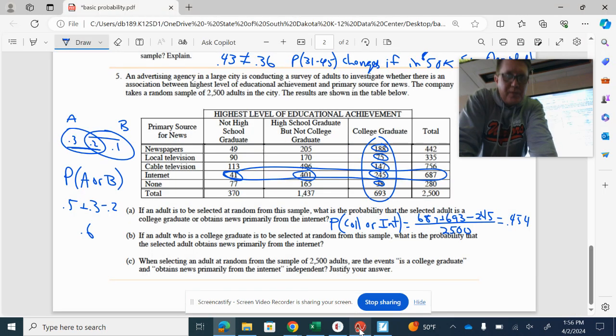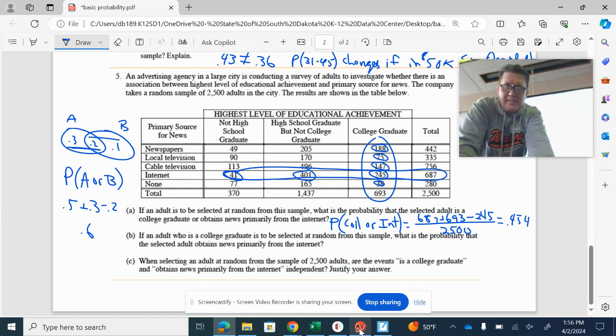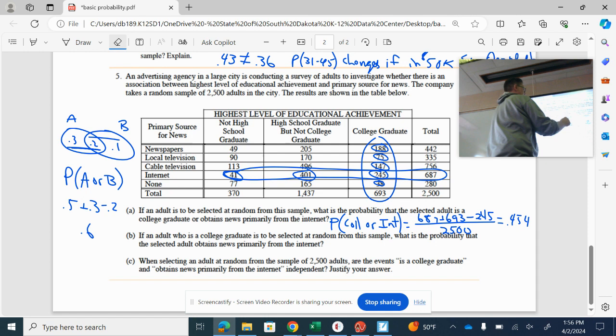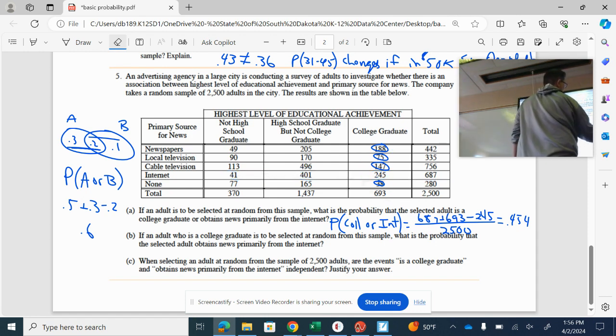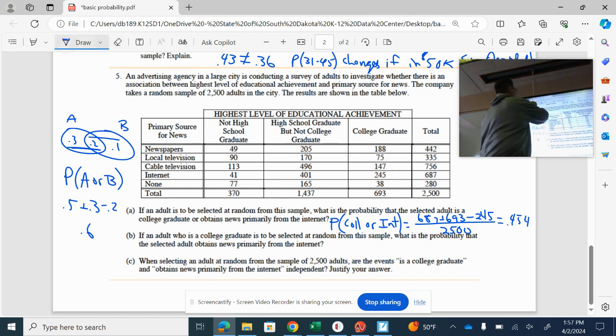All right, B. If an adult who is a college graduate is to be selected at random from this sample, what's the probability that the selected adult obtains news primarily from the internet? I'm going to take this, and I think sometimes drawing on this is helpful. I would bring a pencil. You should be using a pencil on the AP exam. But if you have things like this, when you're drawing on them, it's a little bit helpful.